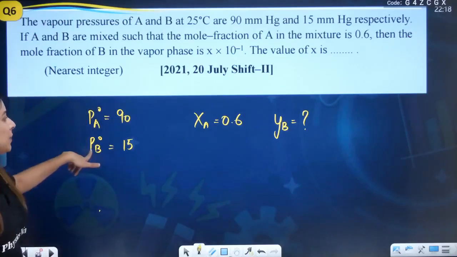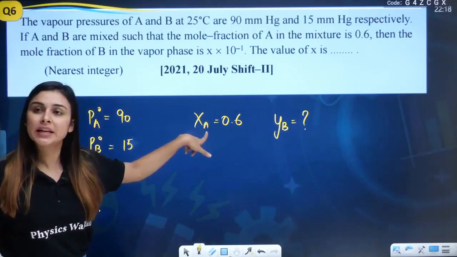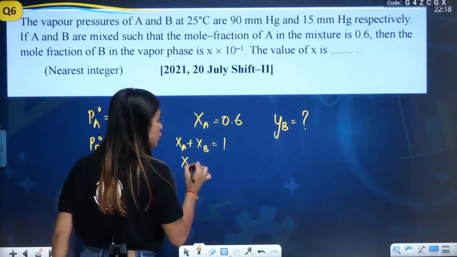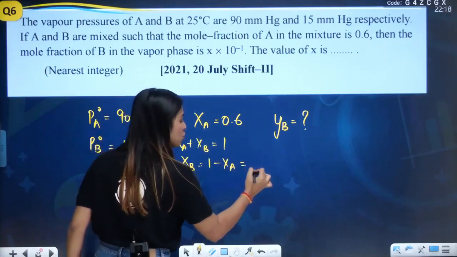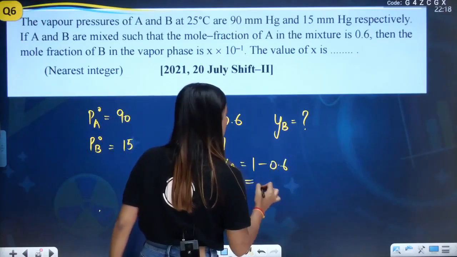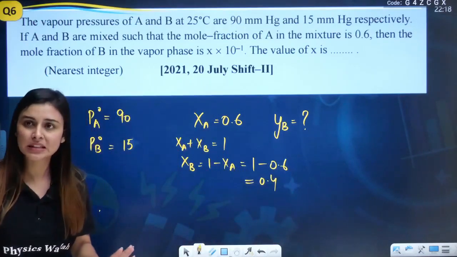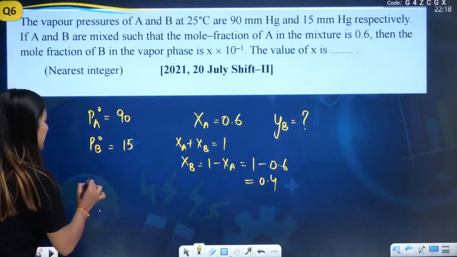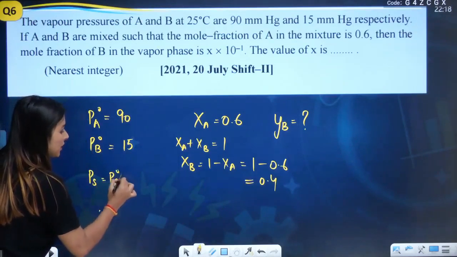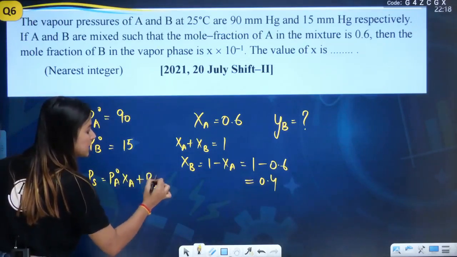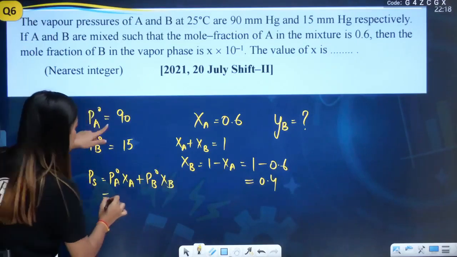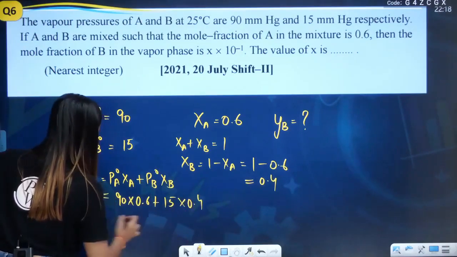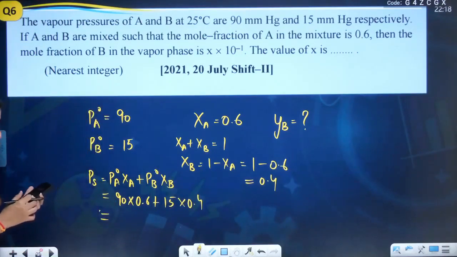You are given PA naught and PB naught, and the mole fraction in the liquid phase. So can you say that mole fraction of A plus mole fraction of B will be equal to 1? So mole fraction of B will be 1 minus mole fraction of A, so 1 minus 0.6, which is equal to 0.4. I hope this is clear. Okay my dear students, so you are thorough with this concept. We know that PS is equal to PA naught XA plus PB naught XB. So you will put these values: 90 into 0.6 plus 15 into 0.4. So this will be equal to, let's try to calculate it.